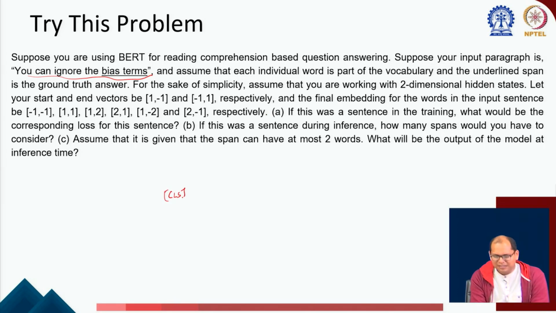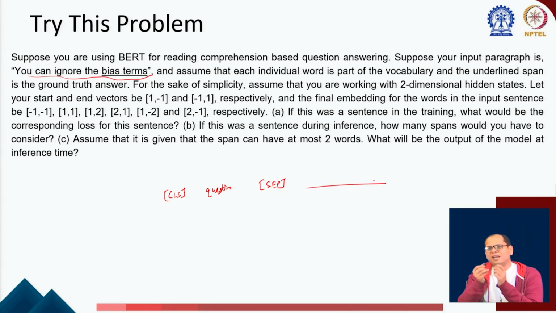but you would have the CLS token, then the question, then the separator, and then this paragraph, right? And in this paragraph only you have to find out the start and end span of the answer. Now assume that each word is part of the vocabulary, so you don't have byte pair tokens, so you can ignore the biased terms. These 6 terms are there in the paragraph, right? And biased terms is your ground truth.